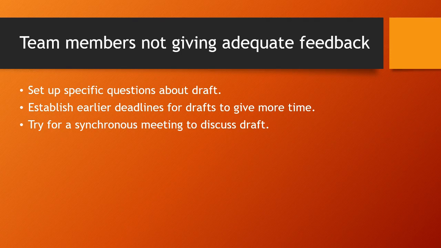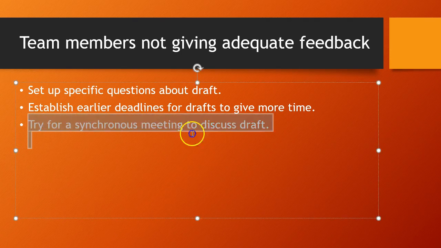Also, if team members do not seem to be giving adequate feedback, so maybe you want some people to be taking on roles of editors or revisers at certain points in the semester, and you're seeing that people aren't giving a whole lot of feedback, you might want to start setting up some specific questions about the draft, or establishing earlier deadlines so that people have more time to give that feedback. Because if you're expecting revisions and feedback within the last 12 hours before the due date, it might be difficult. It also might be a good time, if you want other people to look at elements of the draft and discuss all together, to try and set up a synchronous meeting.